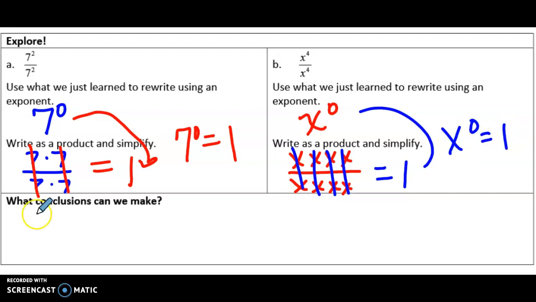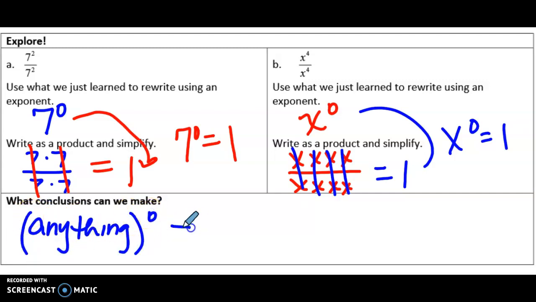So the conclusion is anything that you have, when you raise it to the 0 power, is going to equal 1. That's the easiest thing. Anything to the 0 power equals 1.